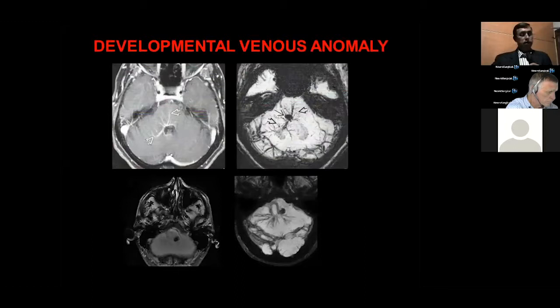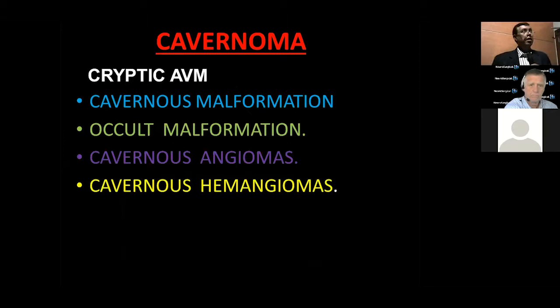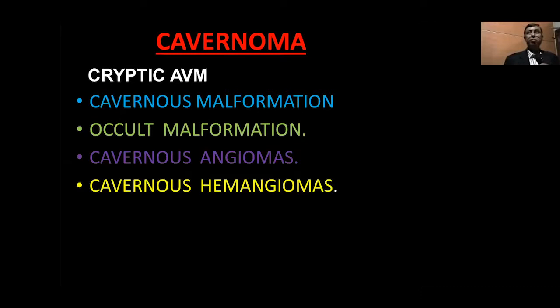So back to cavernoma. This is the acceptable term nowadays, and everybody accepts this terminology. No one is using the old terminologies, but we have to mention them in case you come across them. Cryptic AVM, and cryptic means that you don't see them on angiogram. Occult AVMs, you don't see them on angiograms. Cavernous malformation, occult malformation, cavernous angiomas, cavernous hemangiomas are all obsolete names.